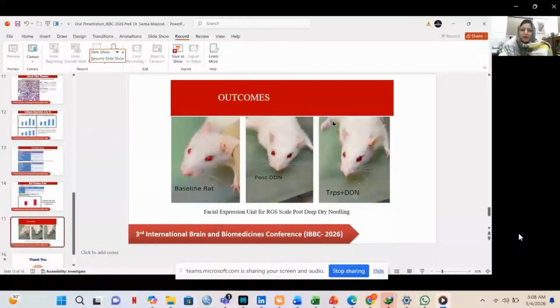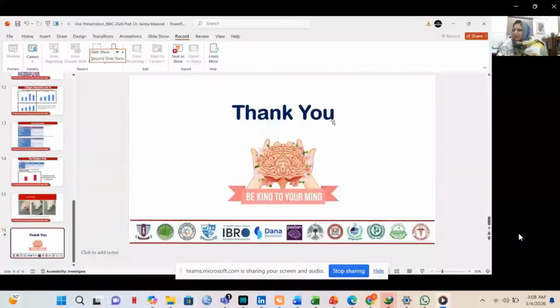Our study indicates that deep dry needling, not only on myofascial trigger points, but this combination of deep dry needling and myofascial trigger points is significantly contributing to normalization of the morphometric parameters, and they are helpful in decreasing myofascial pain, and all these findings are obvious histological findings.